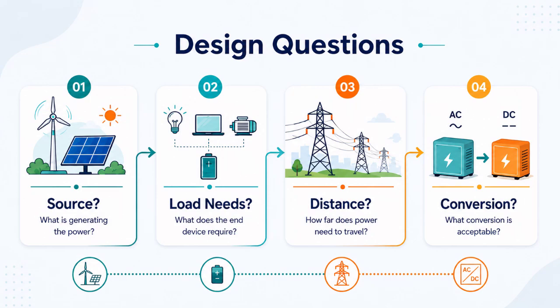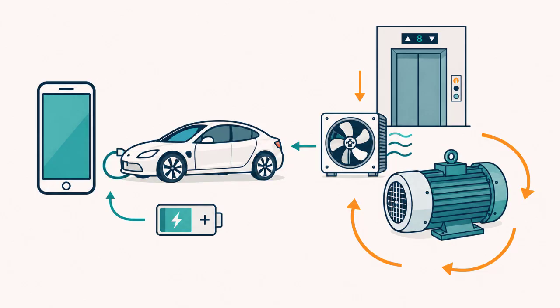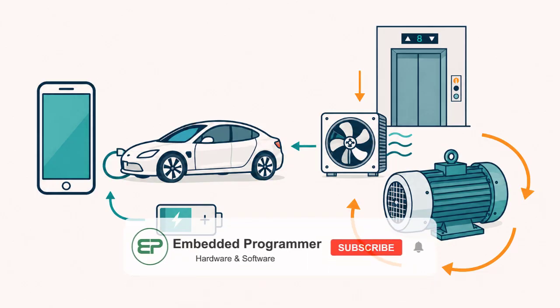1. What's generating the power? Are we talking about a spinning turbine or a solar panel? 2. What does the end device actually need to function? 3. How far does this power have to travel? And 4, what kind of power electronics or transformers are we actually willing to pay for to convert it? Let's apply those questions to some real-life examples.